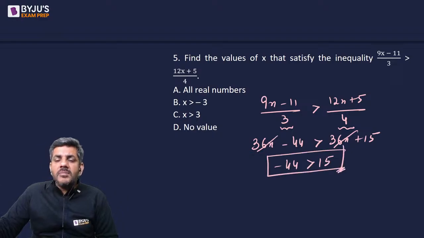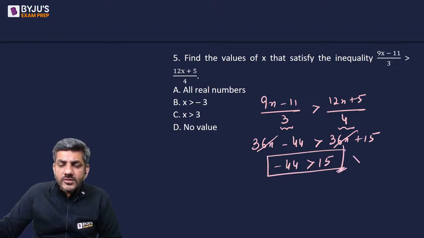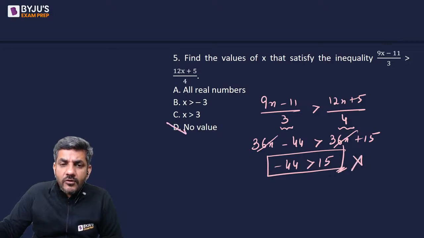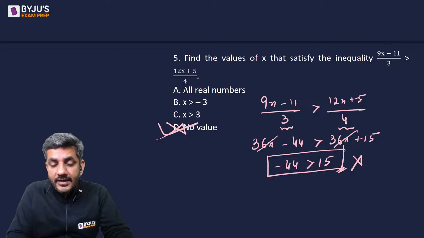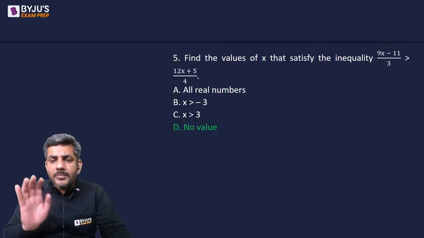A negative number is greater than a positive number. Of course, this is not possible. That means for no value of x, it is possible. The answer is option D, which is equal to no value. That's a pretty simple question.